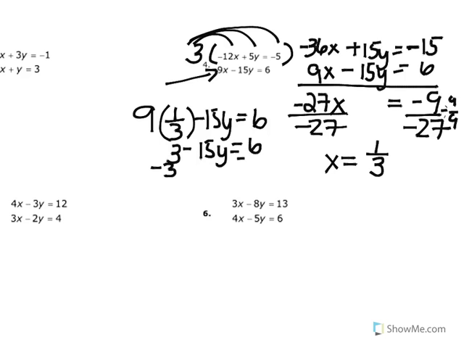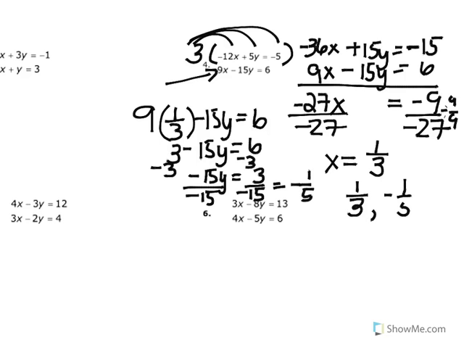So we're going to subtract 3, and we get negative 15y equals 3. And now we divide by negative 15, and we're going to end up with the dreaded F word again. A positive divided by a negative is going to be a negative, and 3 over 15 would reduce to 1/5. So negative 1/5. So our solution is 1/3, comma, negative 1/5. And there you go. There's your solution.